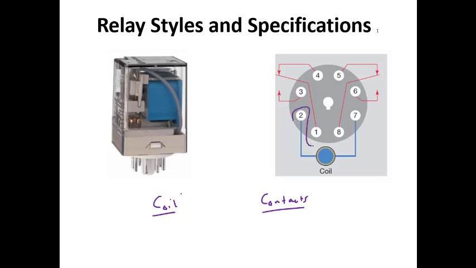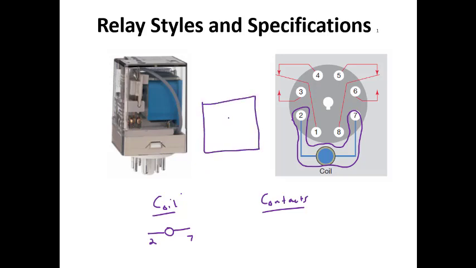So the coil's pins are here. This is a standard convention. The pins that we're going to use for the coil are 2 and 7. On this relay, these are plugged into relay bases, and on the relay base, there's a bunch of screws. And so when we attach our wires, what we're looking for is what pin do we connect them to.